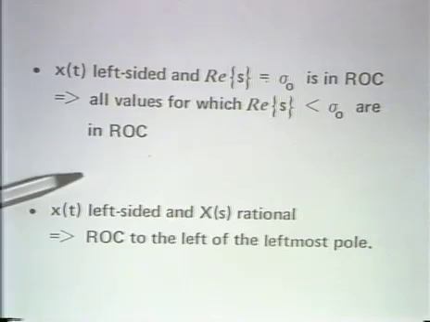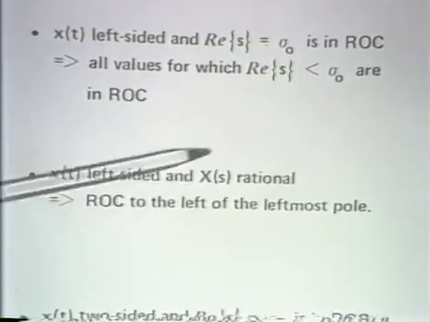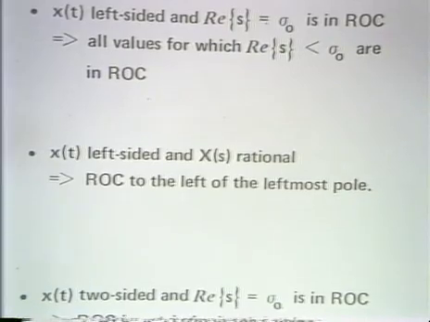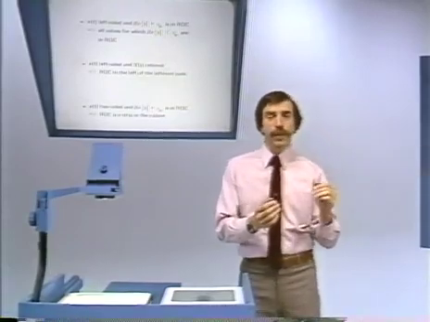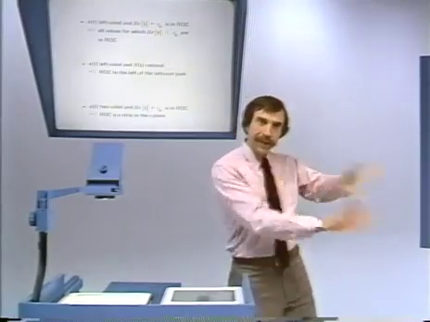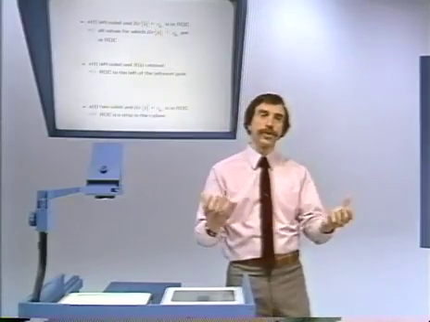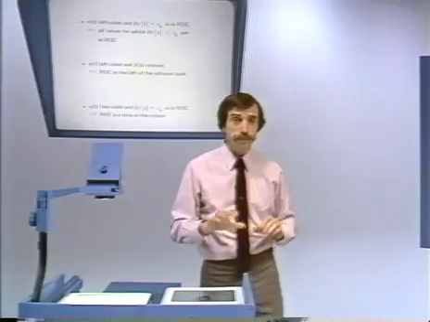Now, similar to the statement that we made for right-sided signals, if x of t is left-sided and we're talking about a rational Laplace transform, which we most typically will, then we can make the statement that the region of convergence is to the left of the leftmost pole. If we find a point that's in the region of convergence, everything to the left of that has to be in the region of convergence. We can't have any poles in the region of convergence. You put those two statements together and it says the region of convergence is to the left of the leftmost pole.